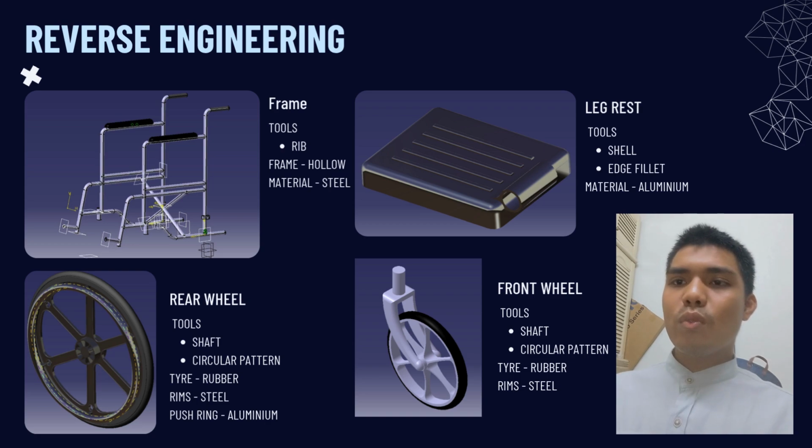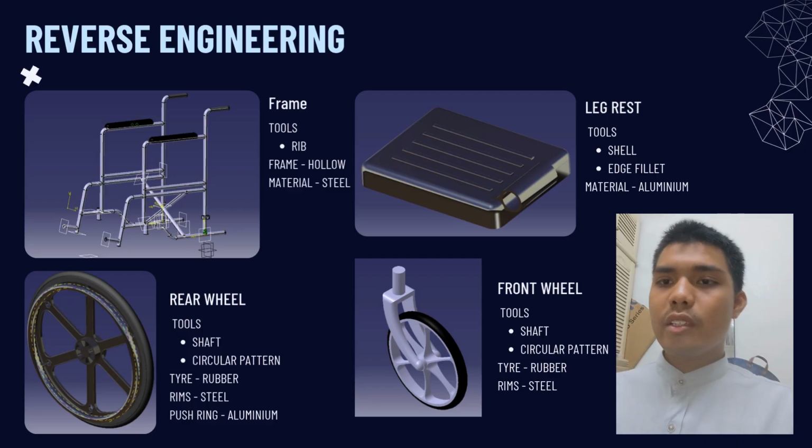For the modelling, we use a tool called rib to make a hollow frame, and we use steel as the material for this frame.